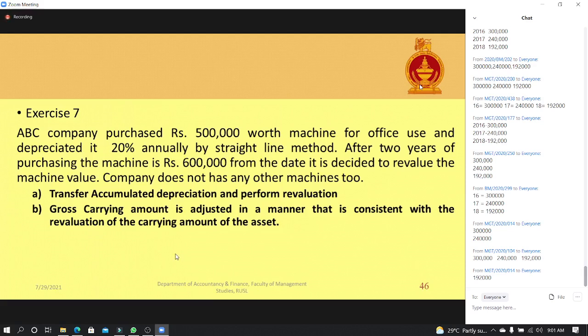Here you have to show the accounts, not ledger, not journal entries, accounts. First do your calculations, and after 10 minutes time I will do the exercise with you.